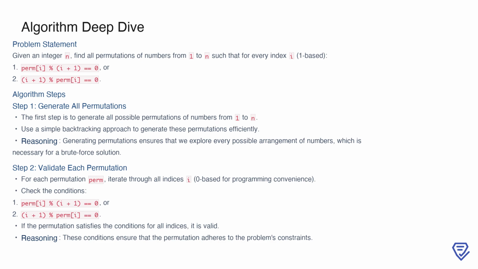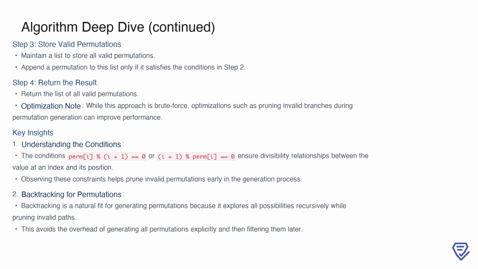This brute force method guarantees correctness, as it systematically checks every arrangement of numbers. After validating a permutation, we store it in a list of valid permutations if it satisfies the given conditions. Once all permutations have been processed, we return this list as the final result. While the approach is straightforward, it can be computationally expensive due to the factorial growth in the number of permutations.